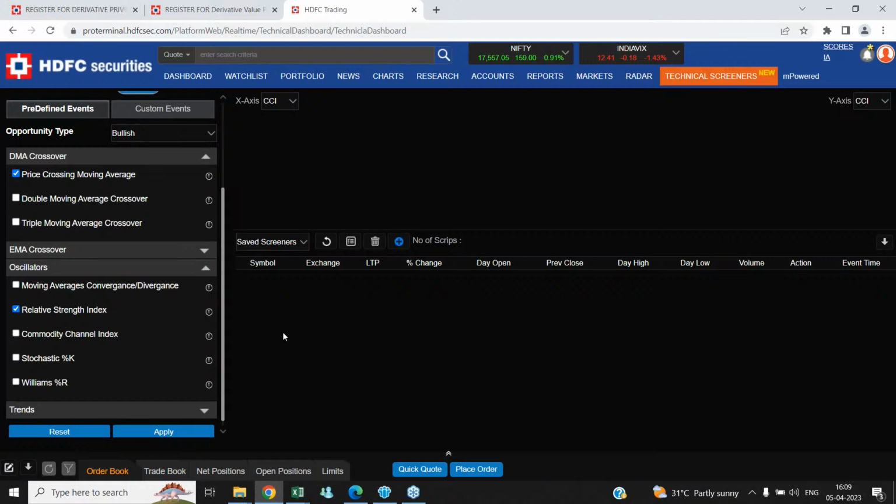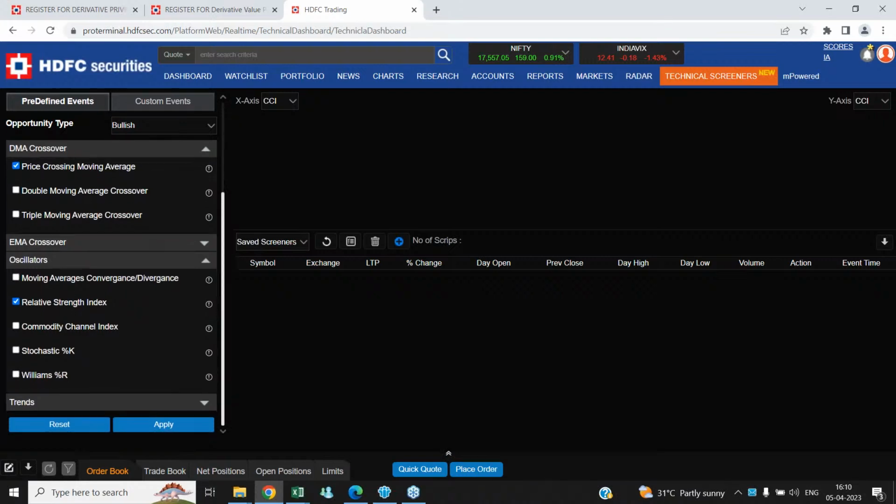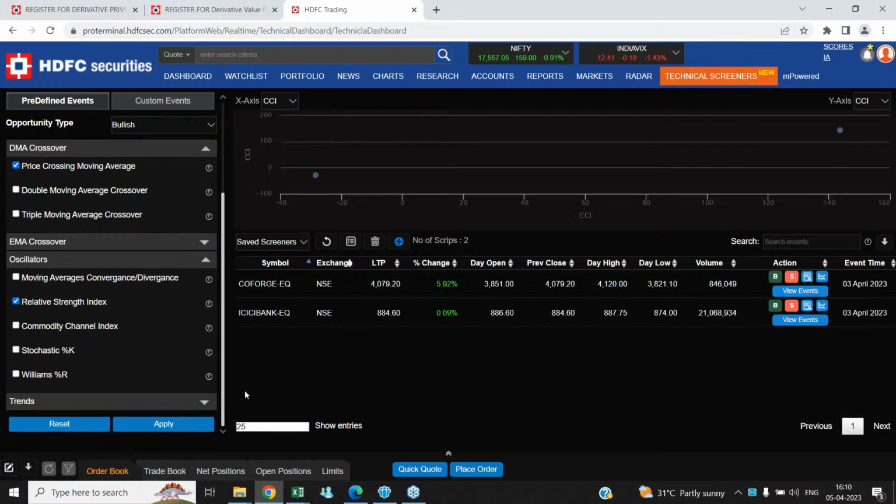So if the stock is in the overbought zone, we can treat that the stock is at resistance and can see some kind of selling pressure. If it's in the oversold zone, then we can take that the stock is at support and can see some kind of positive momentum. So based upon this, you can select and now press on apply. Once you press on apply, you will get the stocks.